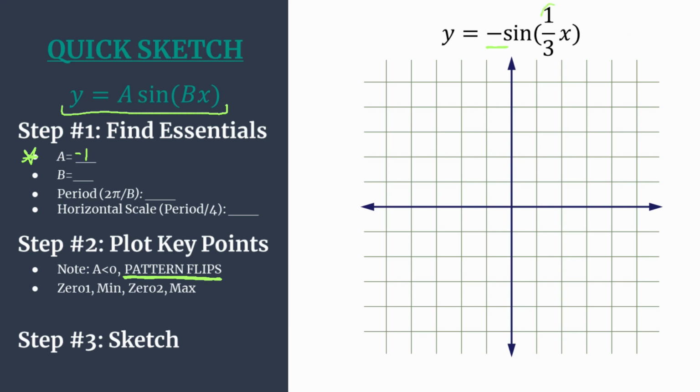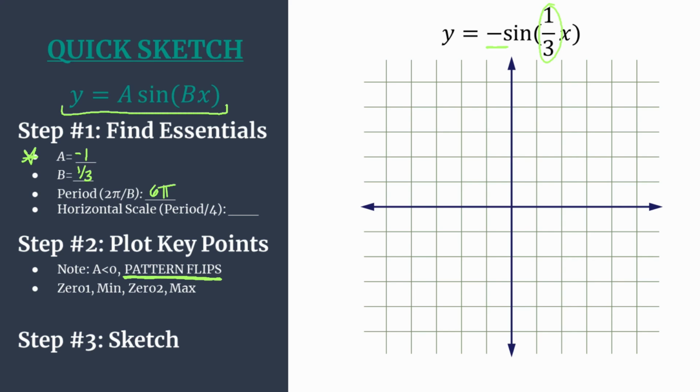All right, on to b. That's the coefficient in front of x. It's 1/3 for our example, and we can use it to find the period. So you calculate 2 pi over b, so 2 pi divided by 1/3. Remember, dividing by a fraction is the same thing as multiplying by the reciprocal. So we really have 2 pi times 3. Our period is 6 pi. That's the length of one horizontal cycle.